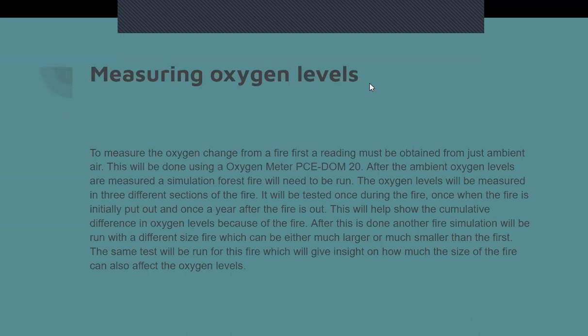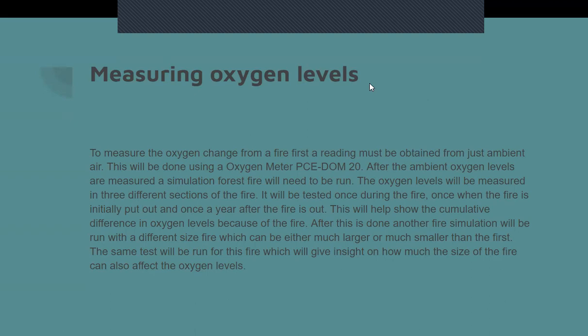The activities we're going to conduct. First, we would like to measure the oxygen change from a fire, first getting a reading at ambient air before any fire has occurred. This will be done using an oxygen meter. After the ambient oxygen levels are measured, a simulation forest fire will need to be run because we're not trying to burn an actual forest.